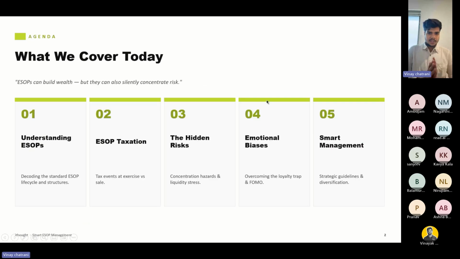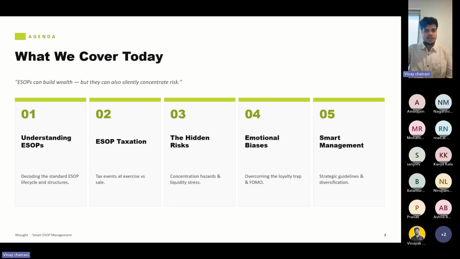Okay. First, I'll just show what we're going to cover today. First, we'll just have a basic understanding of how ESOPs work. That is your employee stock option plan, how that works. Then we're going to go deeper and understand the taxation, how the two-stage taxation happens in your ESOPs. Then we're going to look at the hidden risks that are there in these ESOPs, because ESOP can be a major part of your wealth.